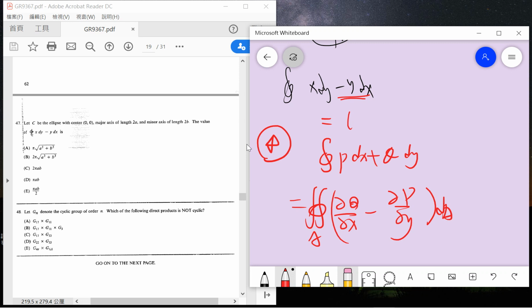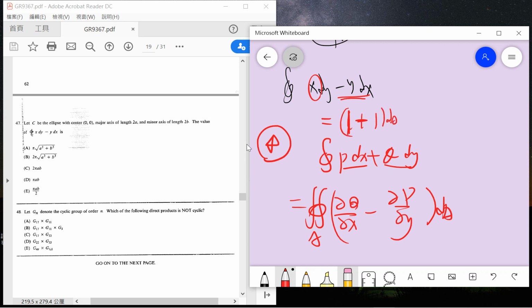Right. So q is x. So partial q partial x is 1, and the partial p partial y. So p is minus y, right? Partial p partial y is minus 1. So 1 minus (minus 1) is plus 2.